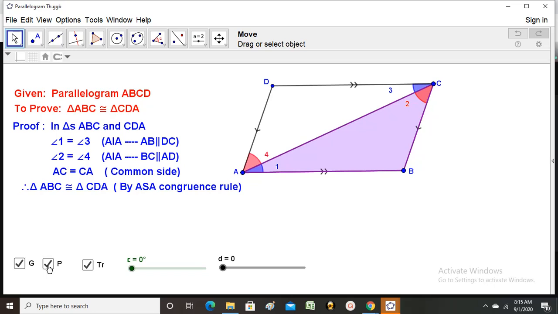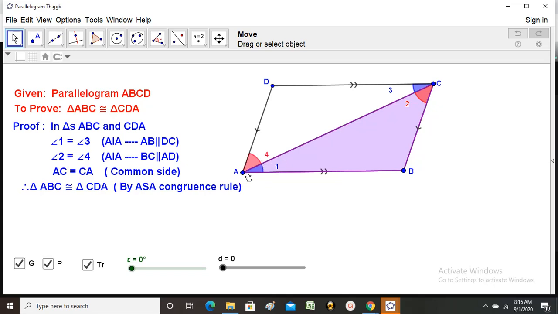In these two triangles, if you observe, you have angle 1 equal to angle 3 because they are alternate interior angles. AB is parallel to DC, we know that, and AC is the transversal. Similarly, BC is parallel to AD, and angle 2 equal to angle 4. They are also a pair of alternate interior angles.